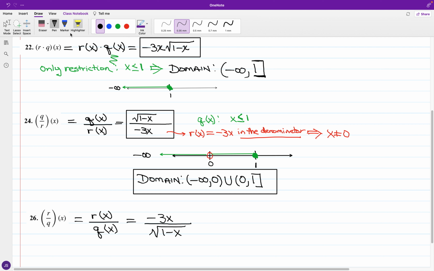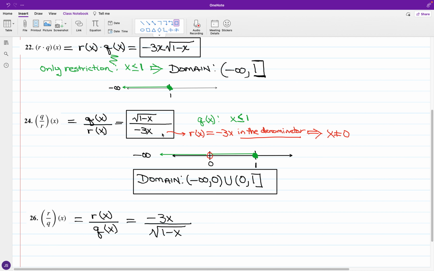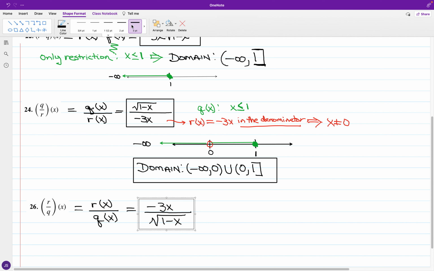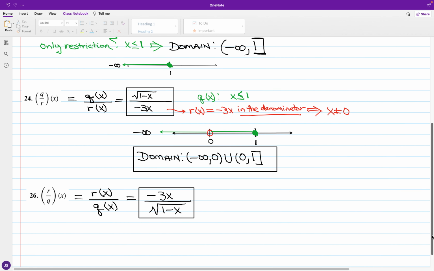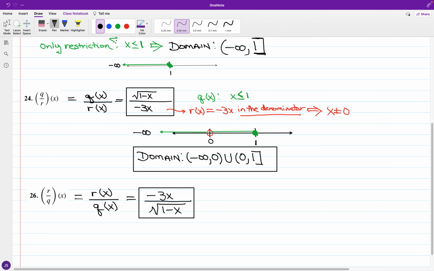Okay, so you have negative 3x over the square root of 1 minus x. And for what we have now, r of x is in the numerator, so there's no restriction to apply to r of x, unlike when it was in the denominator. So in this case, you can have x be 0 in the numerator.